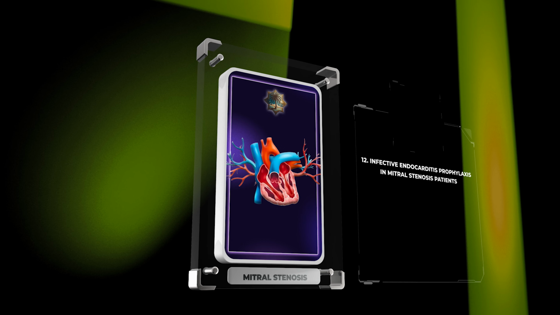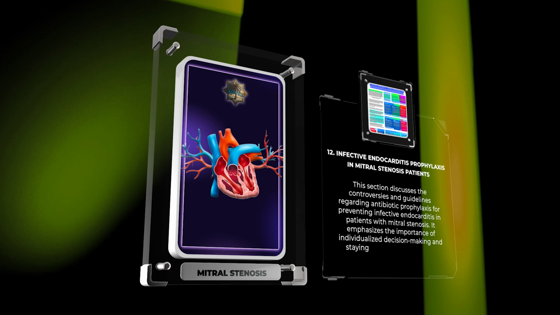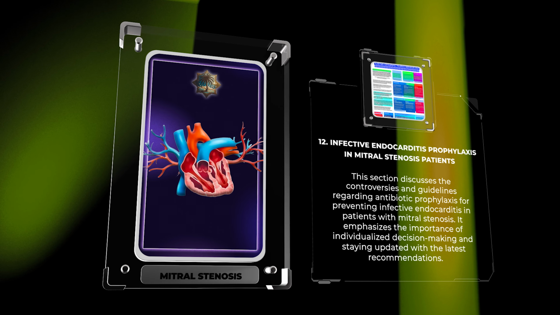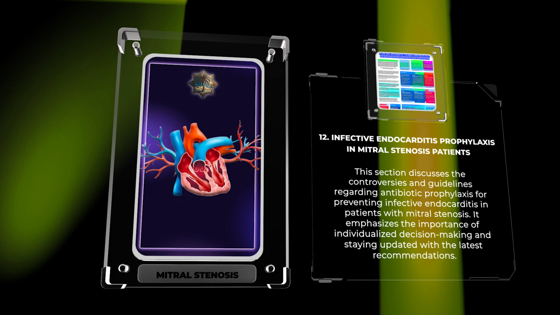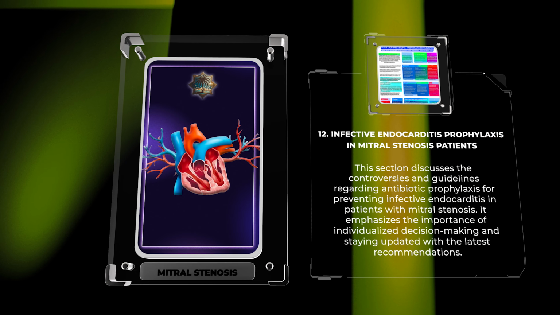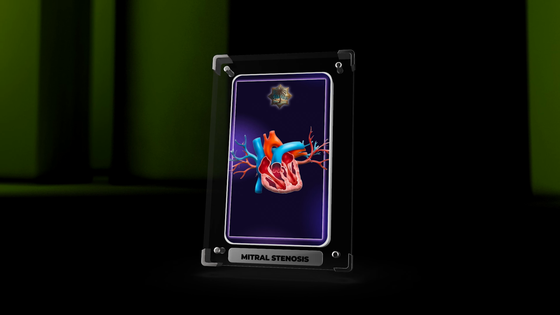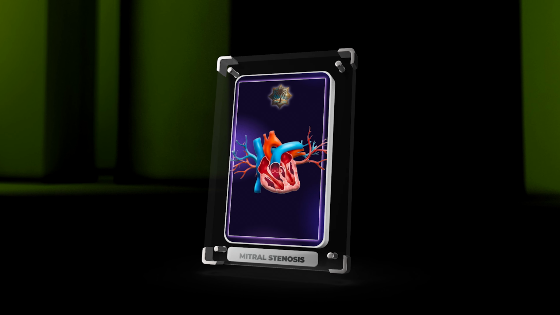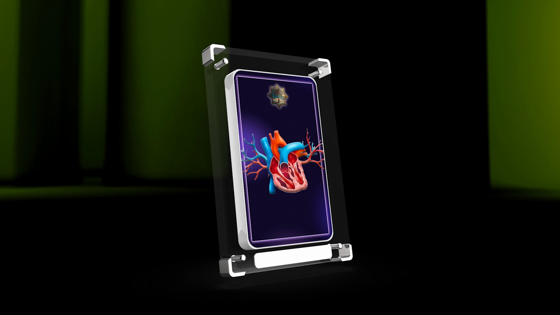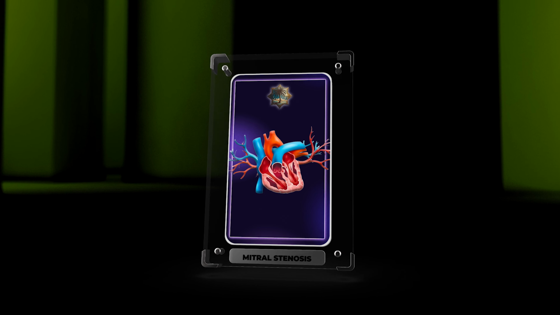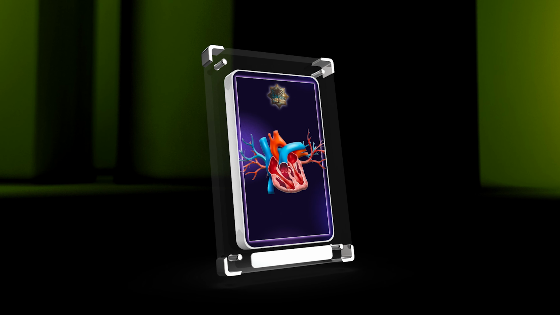This section discusses the controversies and guidelines regarding antibiotic prophylaxis for preventing infective endocarditis in patients with mitral stenosis. It emphasizes the importance of individualized decision-making and staying updated with the latest recommendations, with lower risk and comparable outcomes. However, careful patient selection and follow-up are essential to achieve optimal results. Ongoing research and advancements in interventions hold promise for further improving outcomes in mitral stenosis treatment.